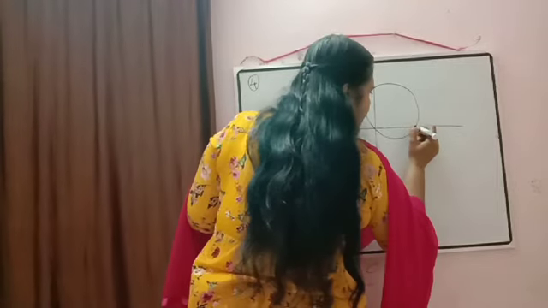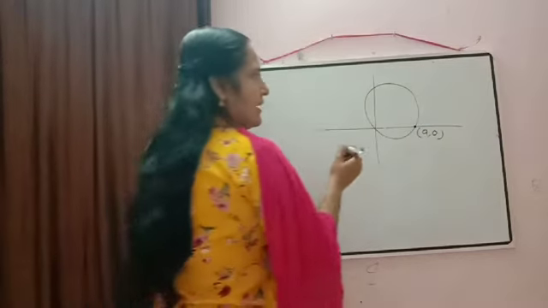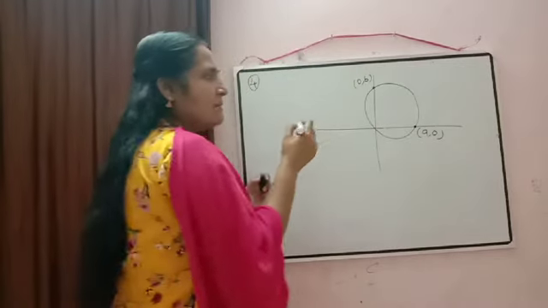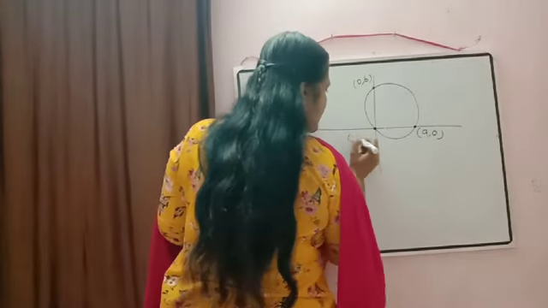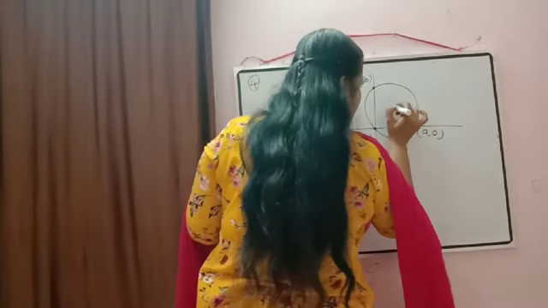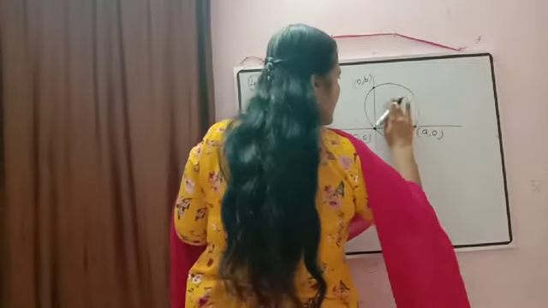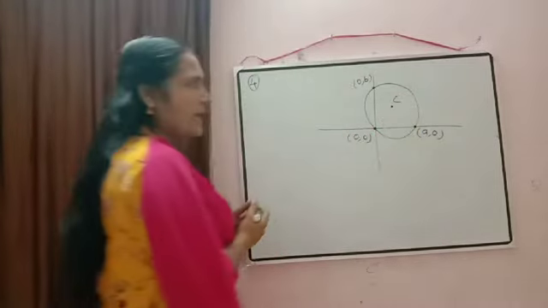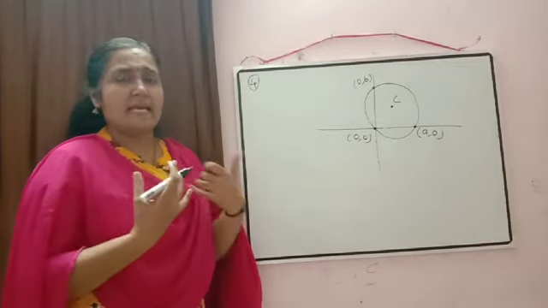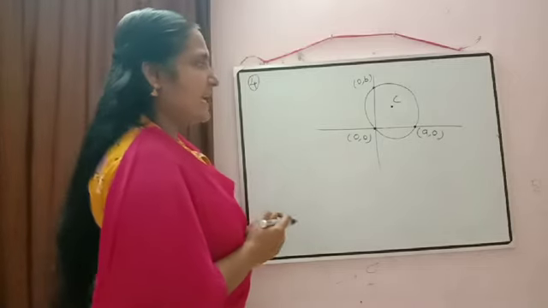Since the point is on the x-axis, what will be its coordinate? A, 0. And since the other point is on the y-axis, its coordinate will be 0, B. The circle also passes through the origin 0, 0. Here we are taking O as the origin, and I am taking the center as C. To find the equation of the circle, we want the center and radius. Now we will check how to calculate the center.